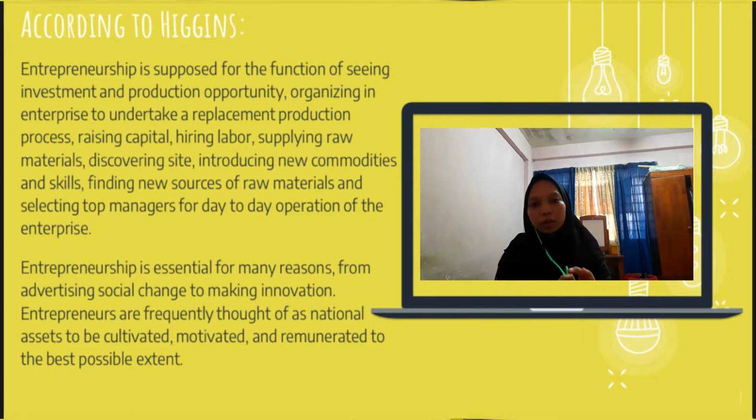Today I will be talking about the introduction of entrepreneurship. According to Higgins, entrepreneurship is the function of seeing investment and production opportunities, organizing an enterprise to undertake a new production process, raising capital, hiring labor, supplying raw materials, discovering a site, introducing new commodities and skills, finding new sources of raw materials, and selecting top managers for the day-to-day operation of the enterprise.